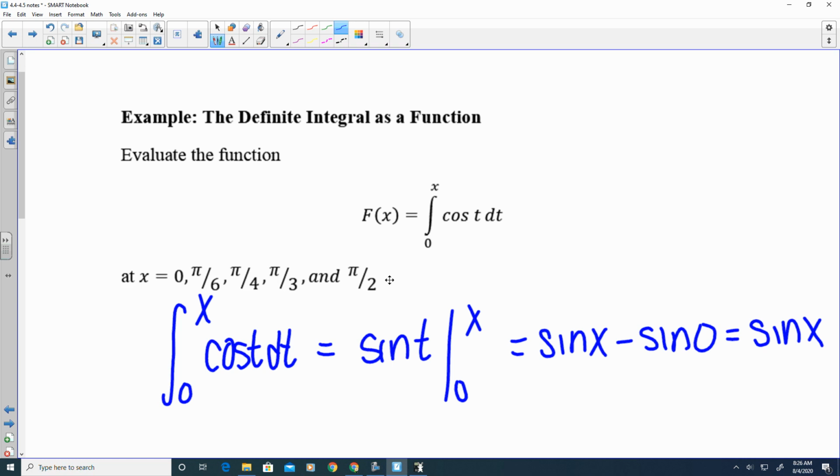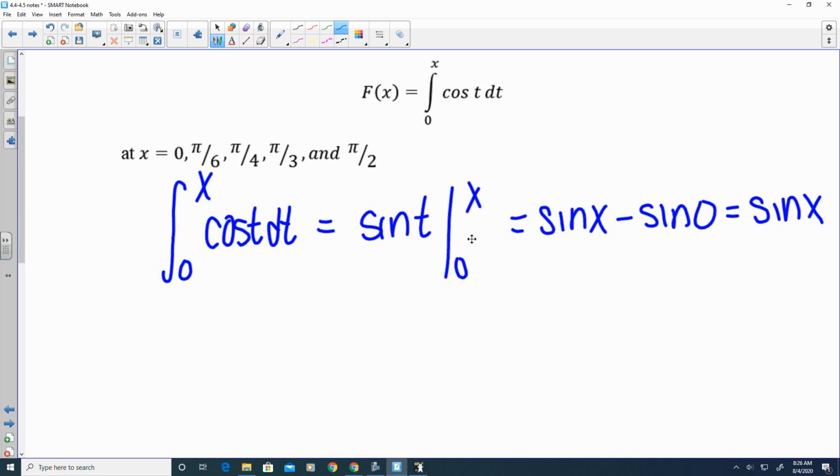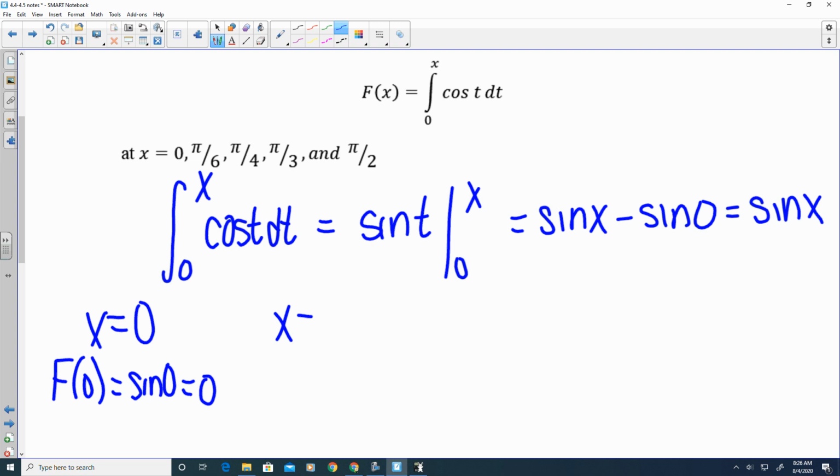So now for the different values of x, I would just have to plug in those x values. At x equals 0, f of 0 would be sine of 0, which is 0. At pi over 6, f of pi over 6, again, I would expect you to have the unit circle memorized, at least the first quadrant to help you out. Sine of pi over 6 is 1/2.